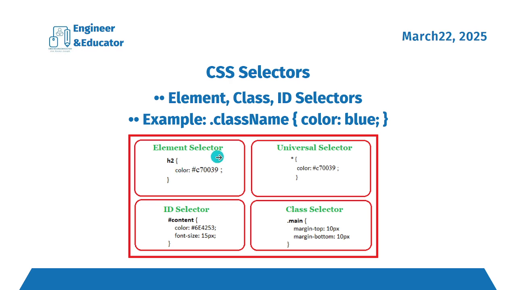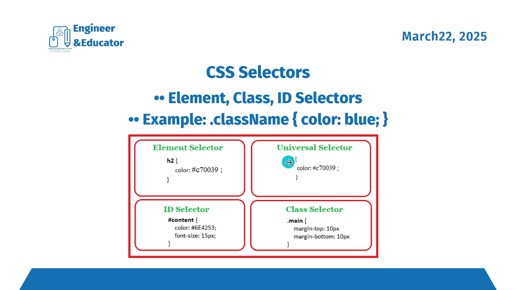So H2, that is the element selector. That means in this particular element we are selecting that particular element. So whichever H2s are used in the HTML page, all H2s will have that particular color which is being given. Next, universal selector.